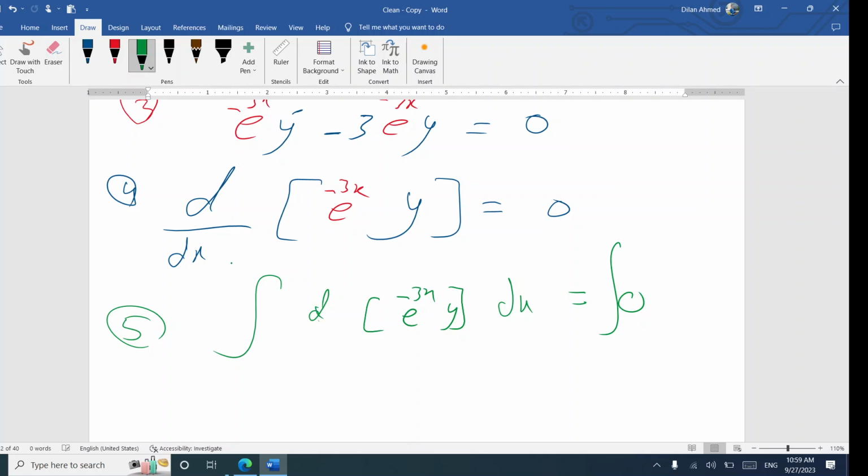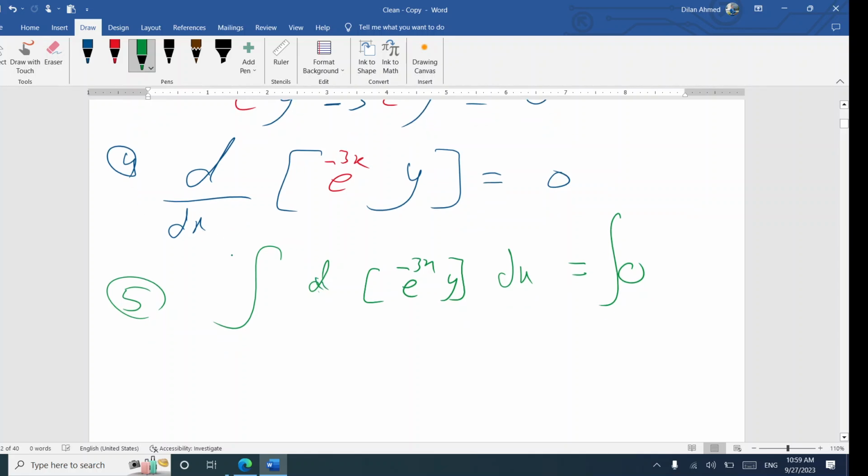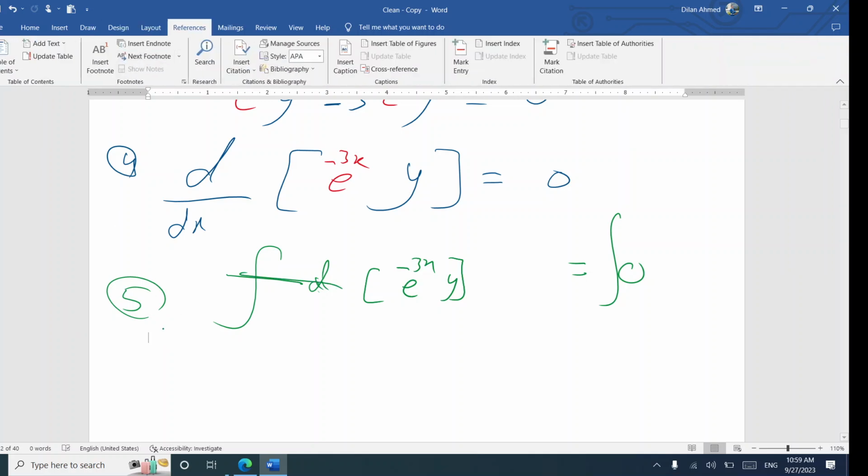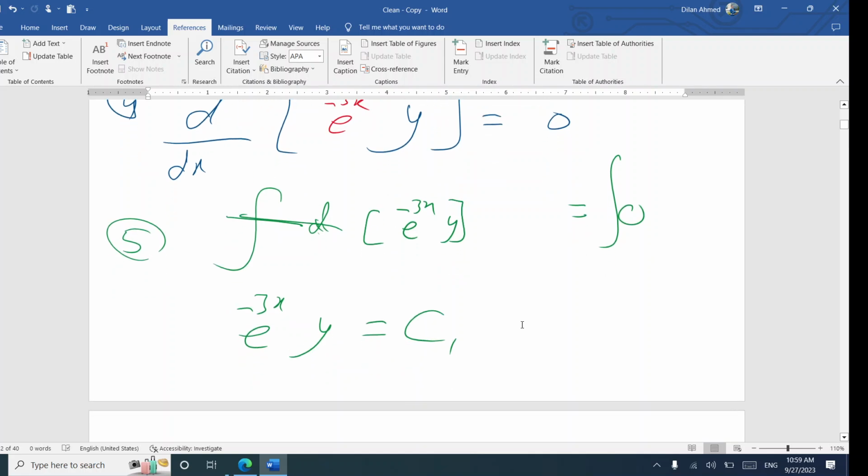Integrate both sides by dx. So you know this one, the d with the integral will remove. It remains the integral factor with y, and the other side will be c. You got it, dear? Yes.